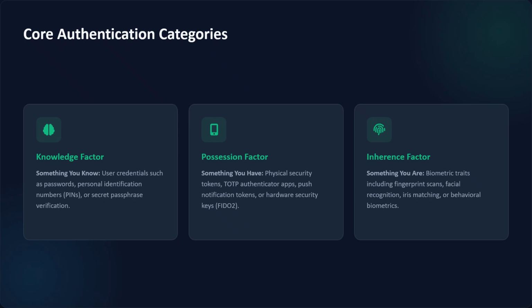MFA is based on three main authentication factors. First is the knowledge factor, which refers to something the user knows, such as a password or PIN. Second is the possession factor, which means something the user has, such as a mobile phone, authentication application, hardware security tokens, and FIDO2 security key. The third is the inherence factor, which refers to something the user is, such as fingerprint, facial recognition, iris scan, and other biometric characteristics. By combining two or more of these factors, MFA makes user authentication much stronger than using the password alone.